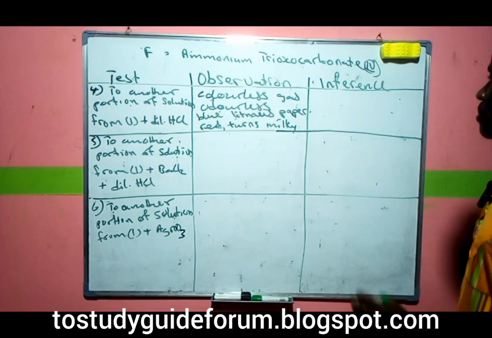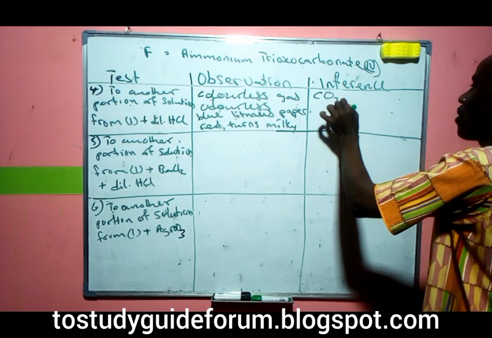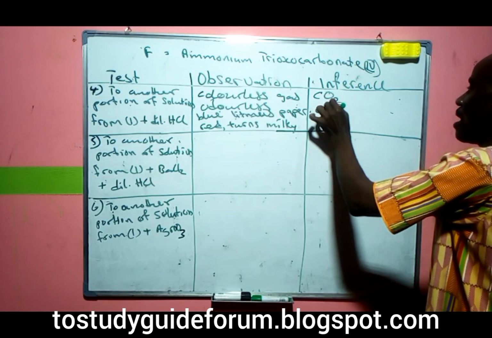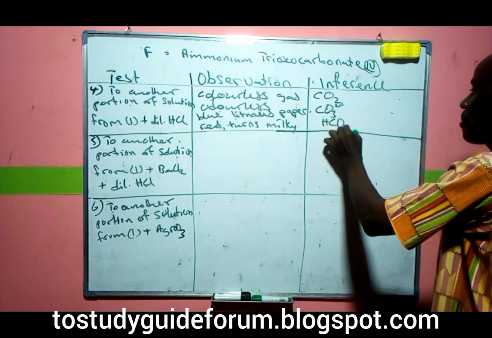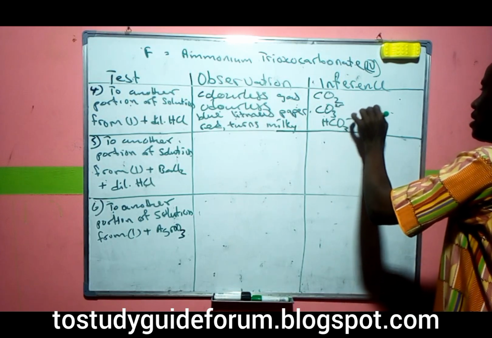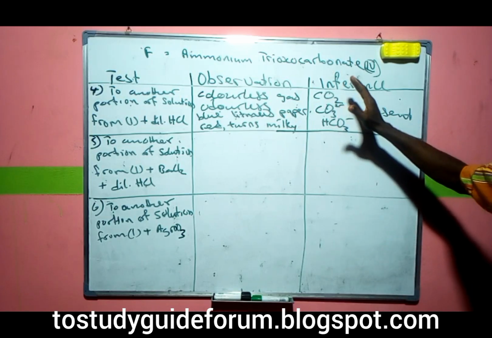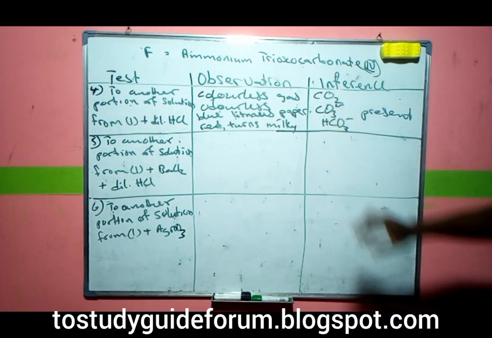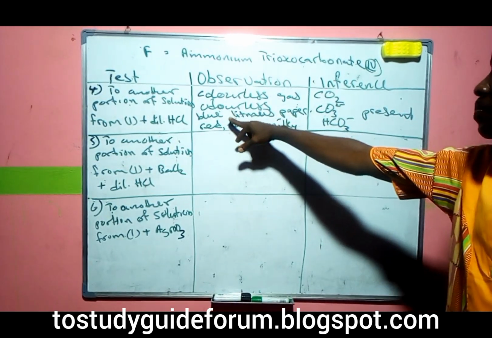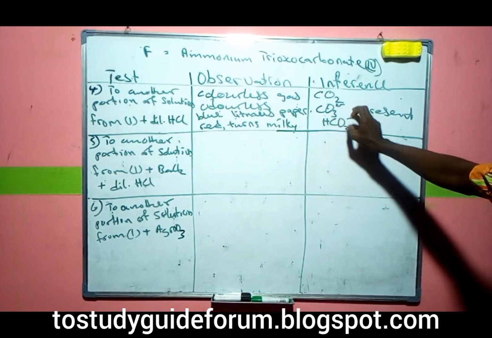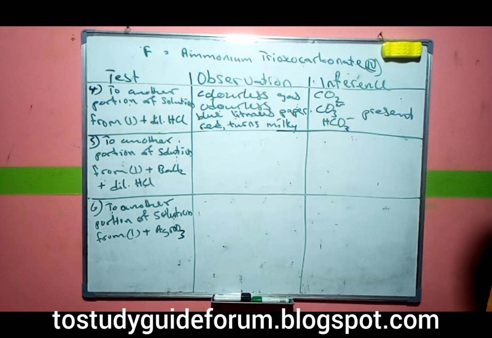This confirms that carbon 4 oxide gas is there. That means we have a trioxocarbonate 4 ion or hydrogen trioxocarbonate 4 ion present, because that's the only source of carbon 4 oxide that will come out from any of these ions. Turning lime water milky and the blue litmus paper red means it must be coming from trioxocarbonate 4 ion or hydrogen trioxocarbonate 4 ion.